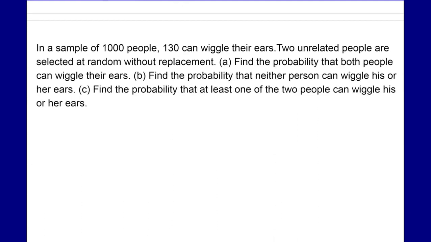In a sample of 1,000 people, 130 can wiggle their ears. Two unrelated people are selected at random without replacement. A, find the probability that both people can wiggle their ears. B, find the probability that neither person can wiggle their ears. C, find the probability that at least one of the two people can wiggle their ears. So again, three different questions. Pause the video and try to do these on your own as a review.